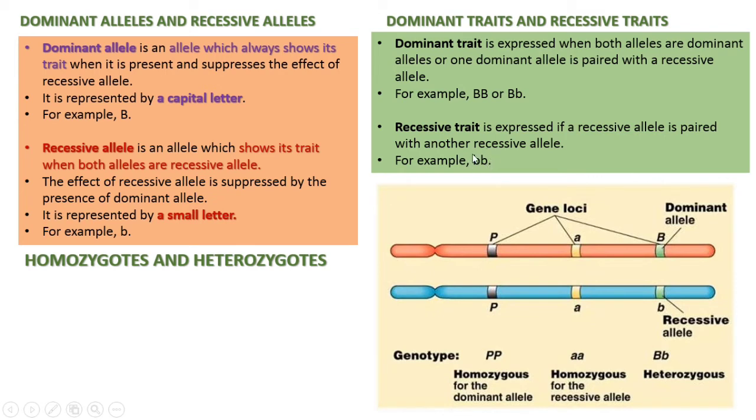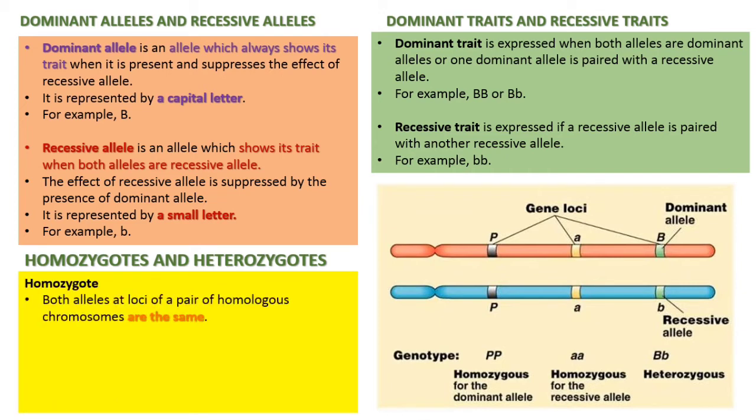Homozygote and heterozygote. Homozygote: both alleles at loci of a pair of homologous chromosomes are the same. So this is an example: B besar, or B kecil. This is homozygote. In this picture, B besar is homozygote, or a kecil is homozygote. Homo maksudnya sama. Allele dia sama, sama ada dia huruf besar ataupun huruf kecil. Kita panggil dia homozygous. So homozygous dominant, homozygous recessive.